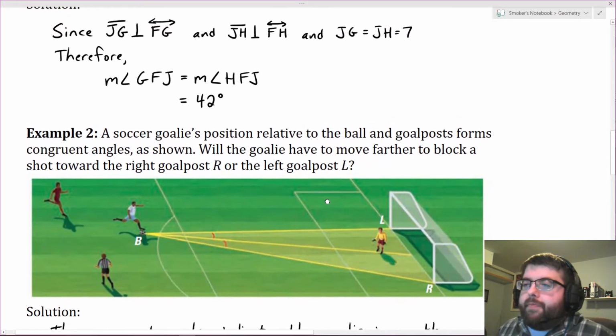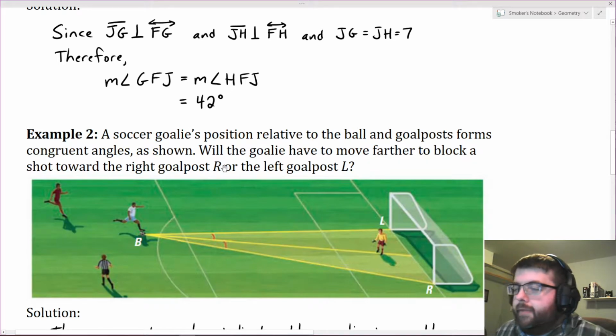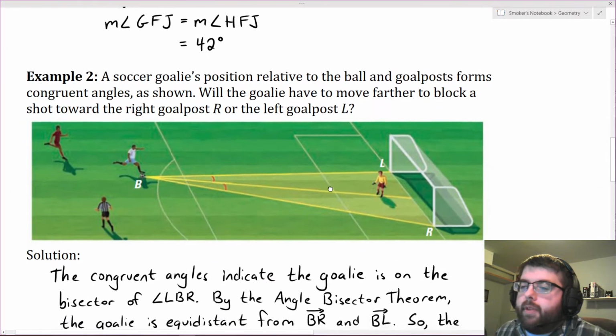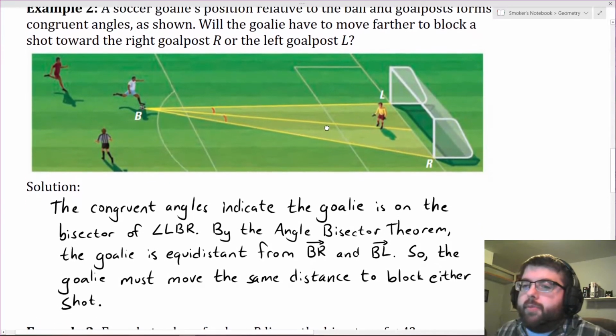Alright, here's an example that has a figure. It says a soccer goalie's position relative to the ball and the goalposts forms congruent angles as shown. Will the goalie have to move further to block a shot towards the right goalpost R or the left goalpost L? Okay, let me bring this solution up here.